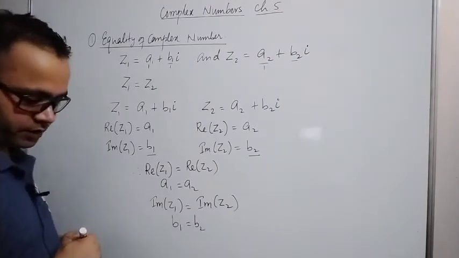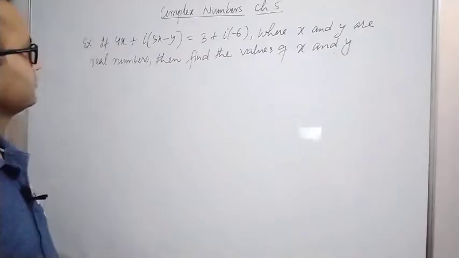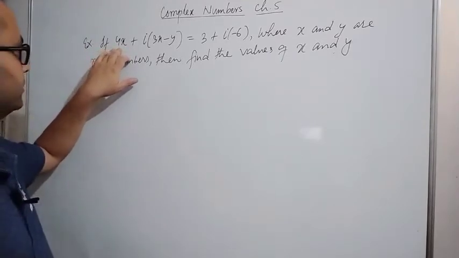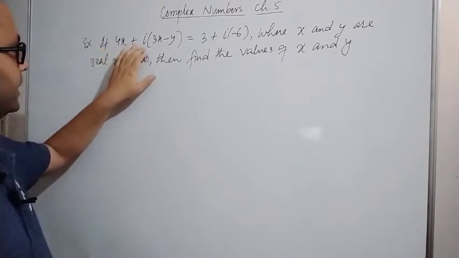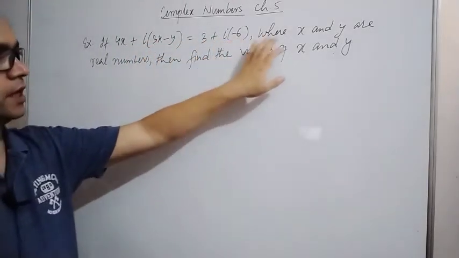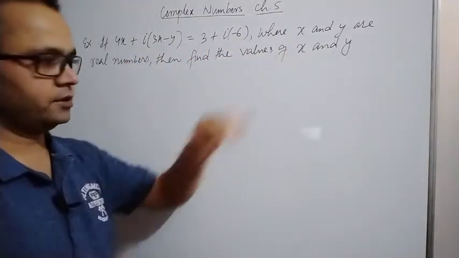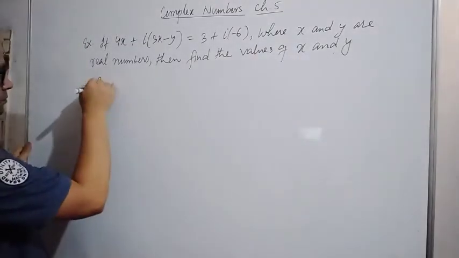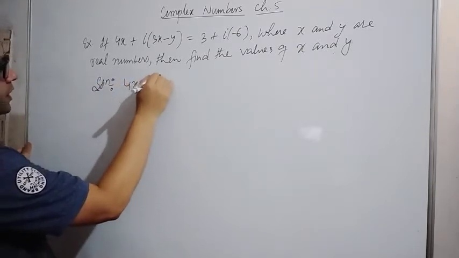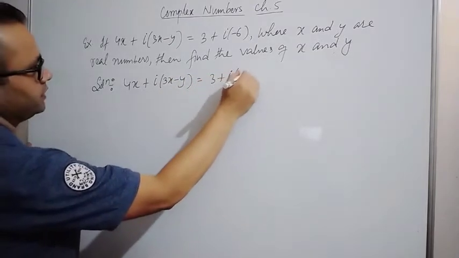Now we can take one example of equality of complex numbers. If 4x plus i(3x minus y) equals 3 plus i(minus 6), where x and y are real numbers, then find the values of x and y. So first we will write in the solution: 4x plus i(3x minus y) equals 3 plus i(minus 6).